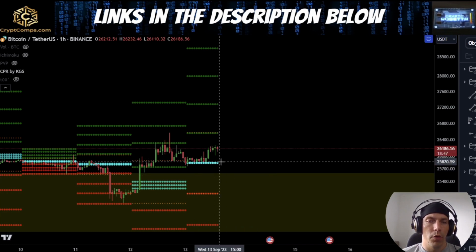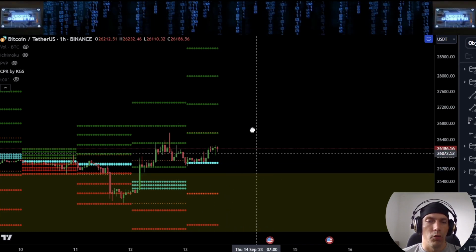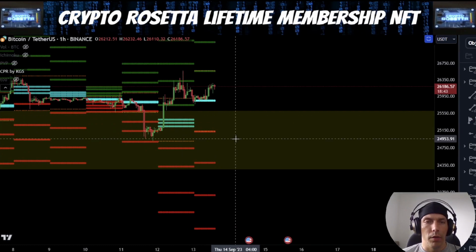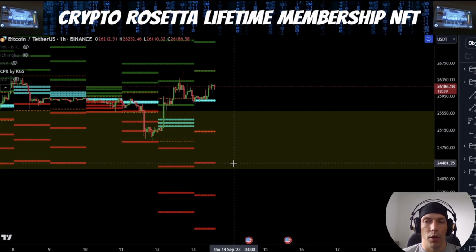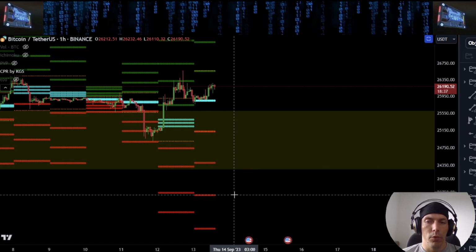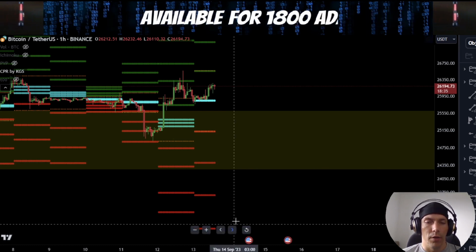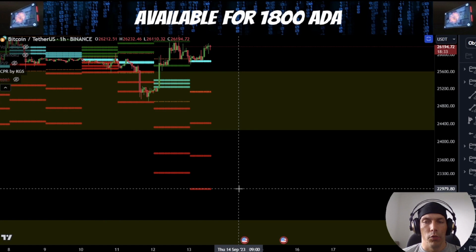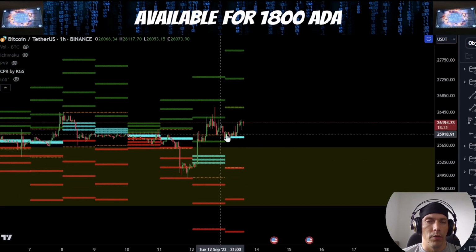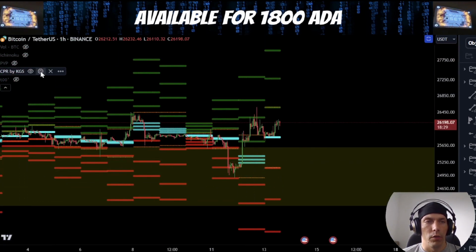Now, if we do see price, however, starting to lose these central lines, we could see a pushback down towards some of these lower levels. 25,101 is going to be a target I'm watching. 24,401. If we lose that, 23,698, and this lower range here of 22,979 as potential downside targets for today.